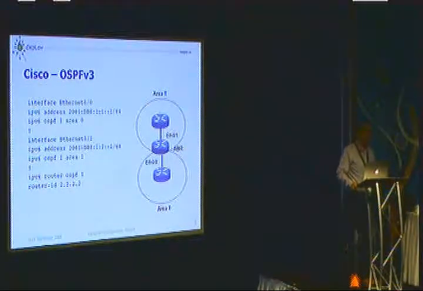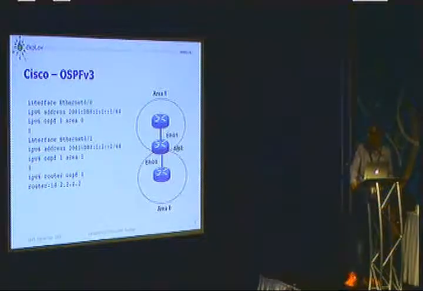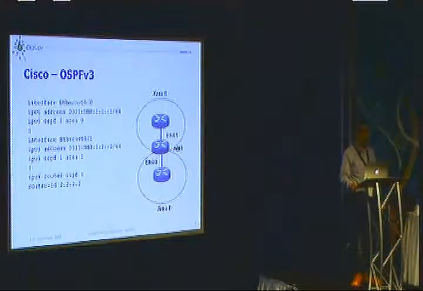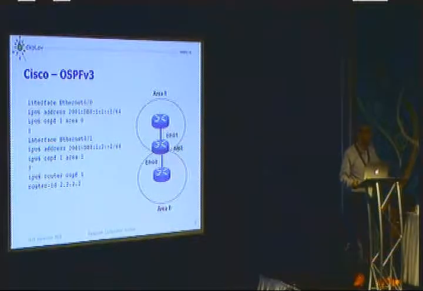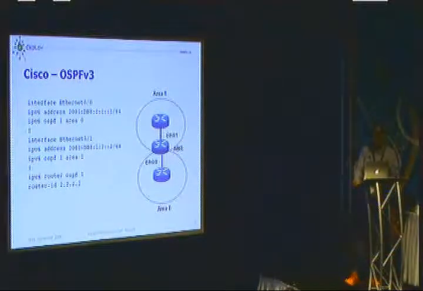OSPF version 3 didn't use to support IPv4. The new versions of OSPF version 3 support it, or there is an extension to support it. So right now, OSPF version 3 supports IPv4 and IPv6. There might be some old routers in your network with old code for OSPF version 3 that probably don't support IPv4. So it's good to check your router documentation and the IOS version, to check if it supports both IPv6 and IPv4 in OSPF version 3.